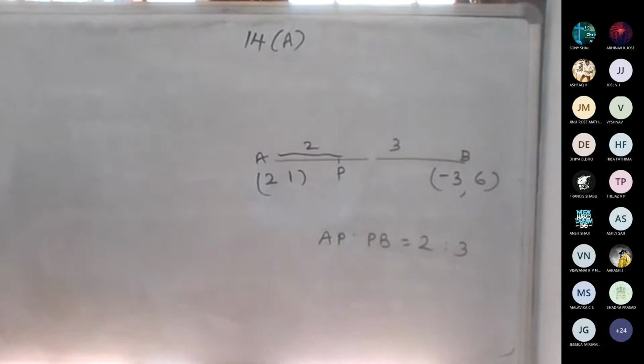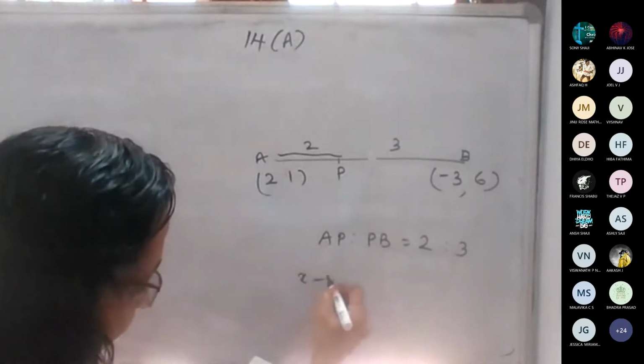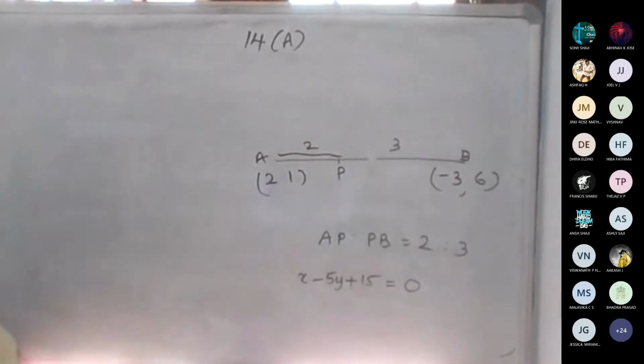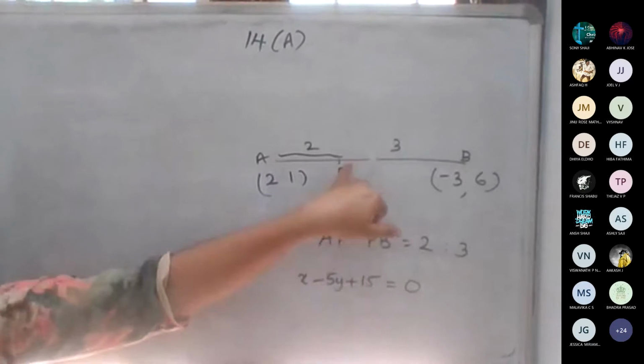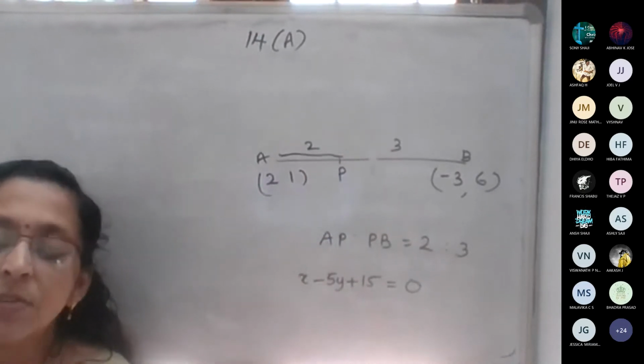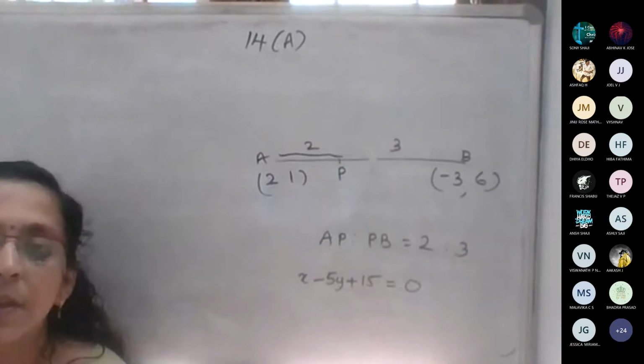Point P divides the join of (2, 1) and (-3, 6) in the ratio 2:3. Does P lie on the line x minus 5y plus 15 is equal to 0? Here what we have to find out: we have to find the coordinates of which one? We don't know the coordinates where it divides. We have to find out the coordinates of P(x, y). So how can we find the coordinates of P(x, y)?